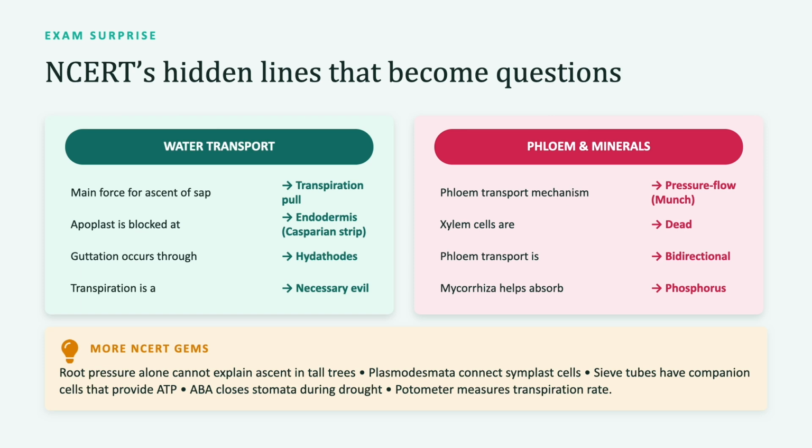More hidden gems. Root pressure alone cannot explain the ascent in tall trees. Plasmodesmata connect symplast cells. Sieve tubes need companion cells for ATP. ABA hormone closes stomata during drought and a potometer measures the rate of transpiration.